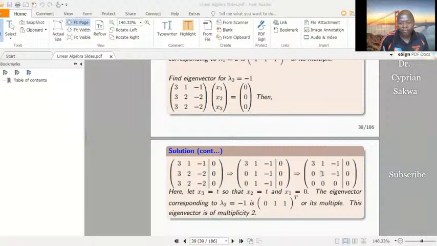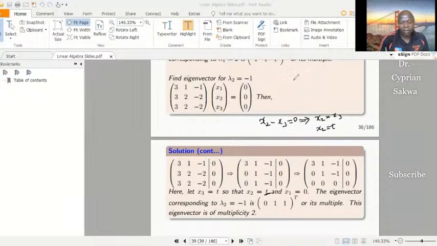The last equation here says that x2 minus x3 is 0. So when you make x2 the subject, then you will find that x2 is x3. But x3 is t, so x2 would also be t. That's why you see this. What about x1? Let's just see. Let's come back to this equation.